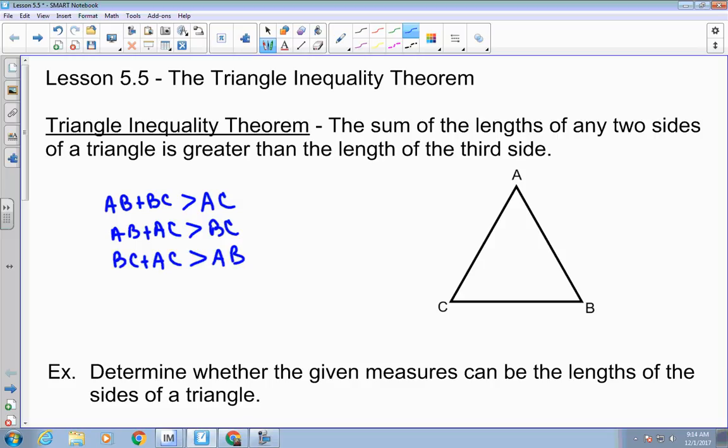What do you think is the most important to check, probably? The 2 shortest sides, right? Yeah, it may or may not be legs, depending on what kind of triangle it is. The 2 shorter ones, right? Because that's where your problem would occur, if the 2 shorter ones weren't long enough to add up to be bigger than the third.